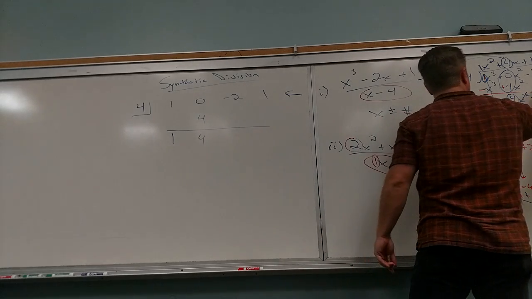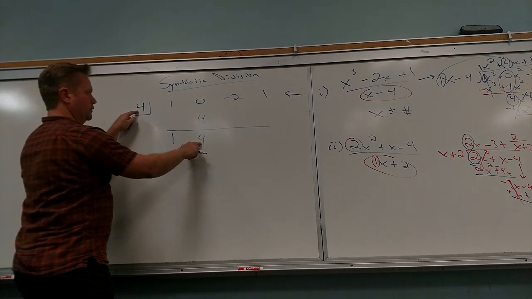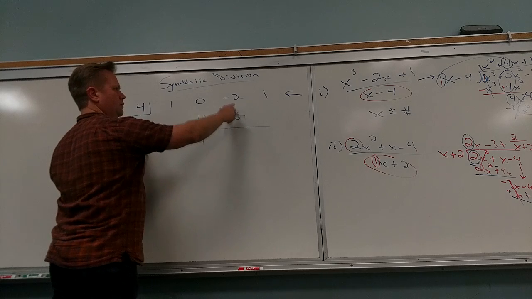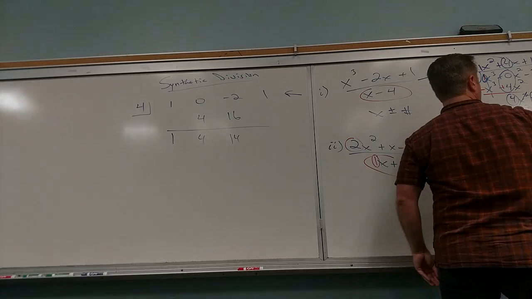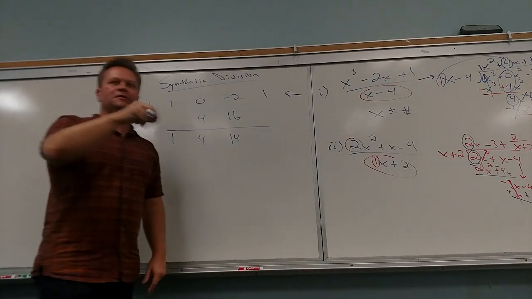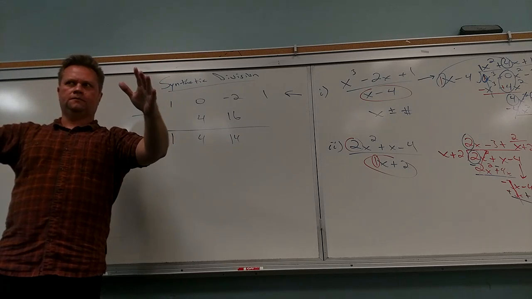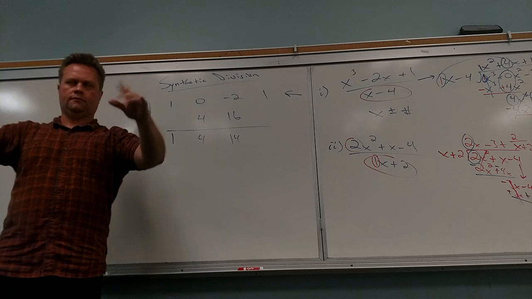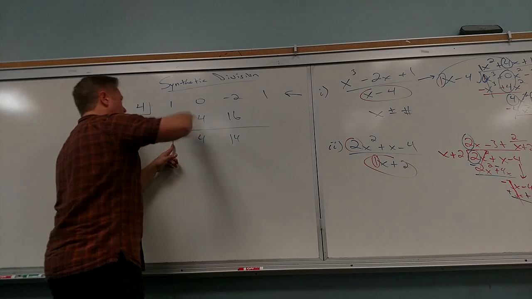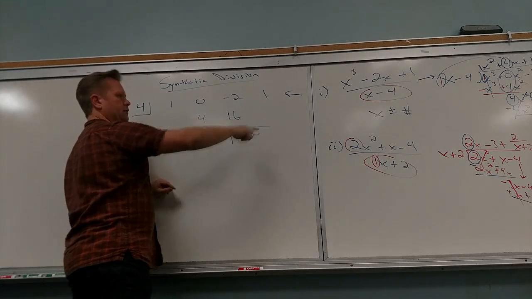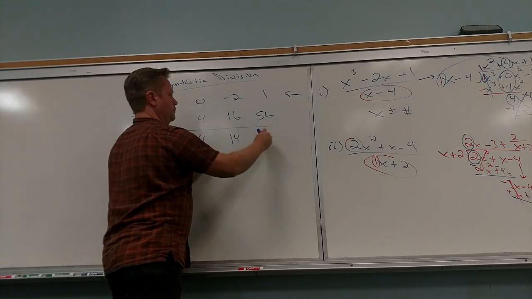So what should show up next? That should show up next. 4 times 4 is 16. Negative 2 and 16, 14. So this process takes all the x's out of the way, focuses on the coefficients. So what you do is you bring the 1 down, multiply, add, multiply, add, multiply. 4 times 14 is, of course, 56. 56 and 1, 57.